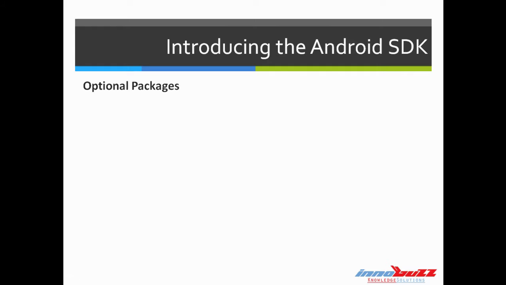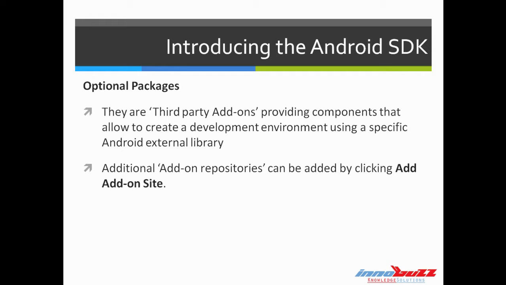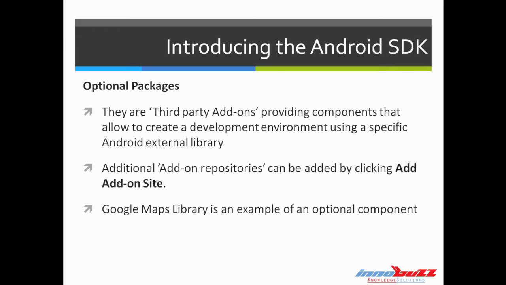Optional packages. Apart from the core Android packages, Android also supports optional packages. They are third-party add-ons providing components that allow you to create a development environment using a specific Android external library. Additional add-on repositories can be added by clicking Add Add-on Site. Google Maps library is an example of an optional component. It is used for creating map-based applications in Android.